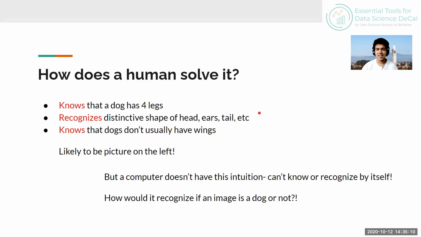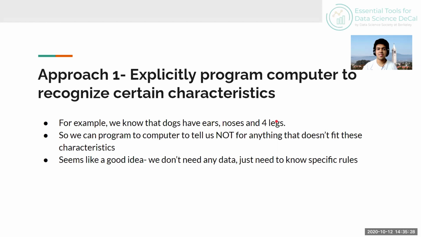But a computer doesn't really have this real world intuition, does it? It doesn't know what being a dog is. It cannot know or recognize anything by itself. So, how do we tell a computer to recognize if an image is a dog or not? The way we do this is there are two approaches. The first one is that we can explicitly program the computer to recognize certain characteristics as being a dog.